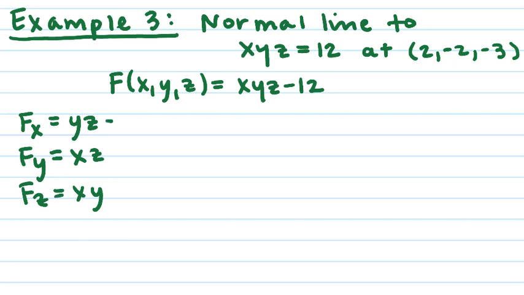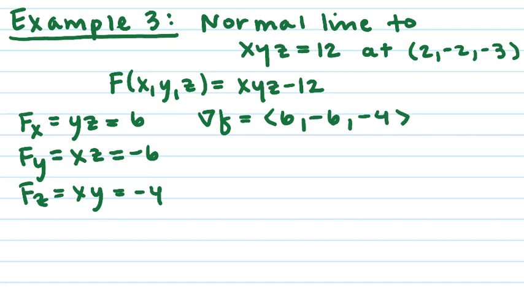All right. So at the point we're interested in, yz is going to be 6, xz is going to be negative 6, and xy is going to be negative 4. So the gradient of f at the point 2, negative 3 is going to be the vector 6, negative 6, and negative 4. And because of the way the gradient sits orthogonal to the level sets of a function, this is going to be the trajectory of our normal line. So it's going to sit normal to the actual surface.